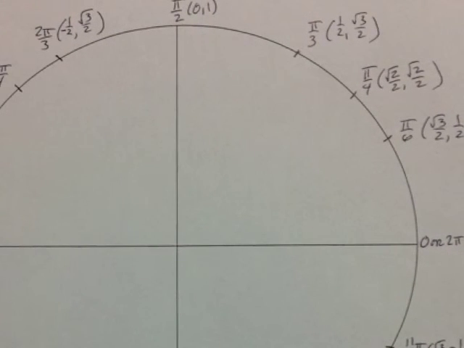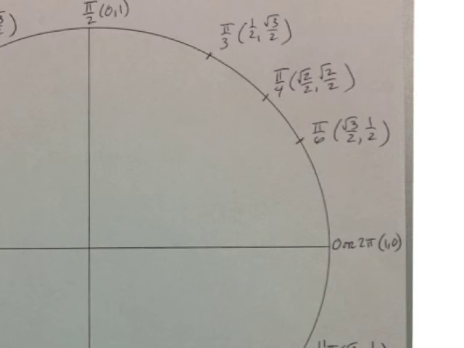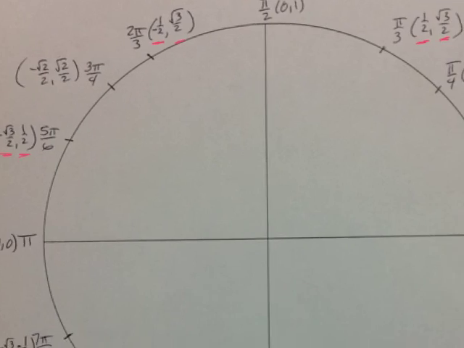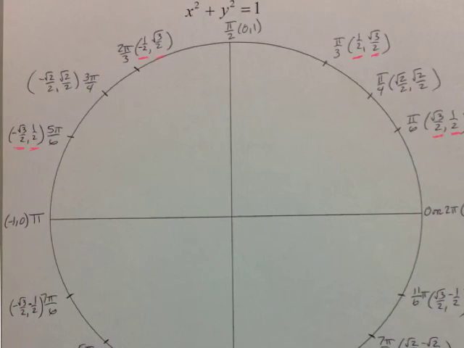What I always remember is that every time I have root 3 over 2, I also have a half to go with it. Even up here with pi over 3, notice pi over 3, 1/2 and then root 3 over 2. Those two go together. Over here, notice 1/2 and root 3 over 2, root 3 over 2, 1/2. They always go together. Now, how do I keep track of which one is which? Which one's root 3 over 2, 1/2 versus 1/2, root 3 over 2?